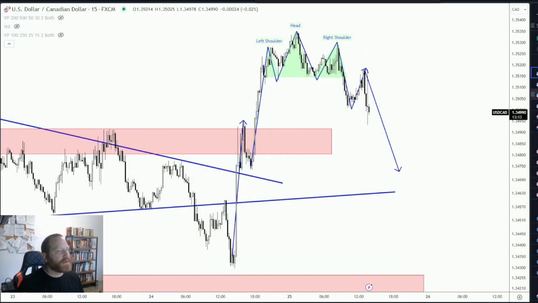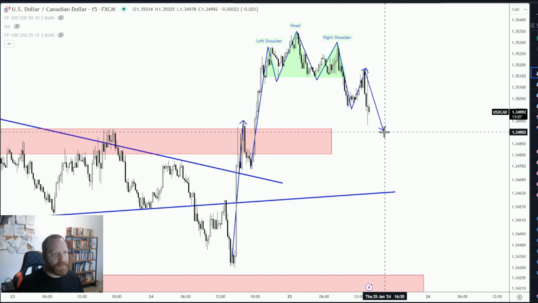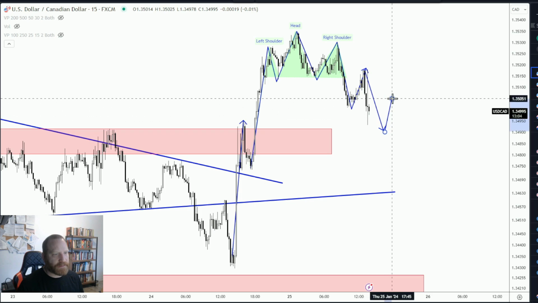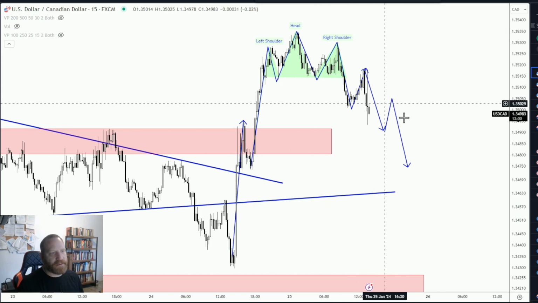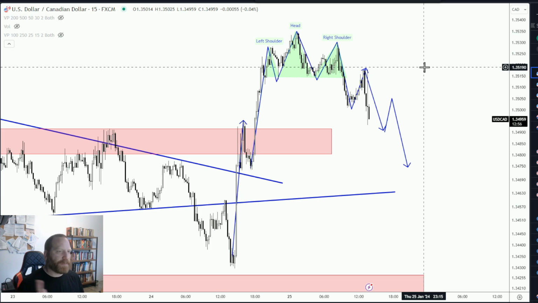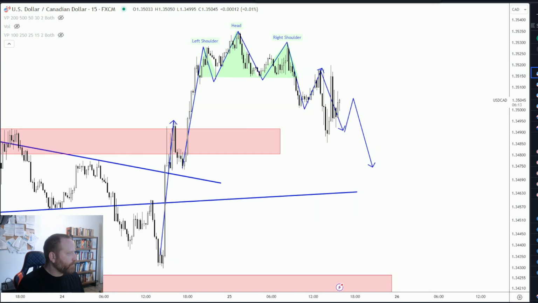Going back on TradingView. So now what I expect is something like this. If it doesn't do that, and it keeps going up, then the whole idea is going to be scrapped, and I'll move on to the next one.